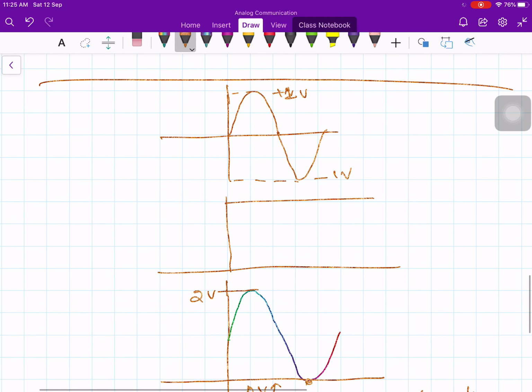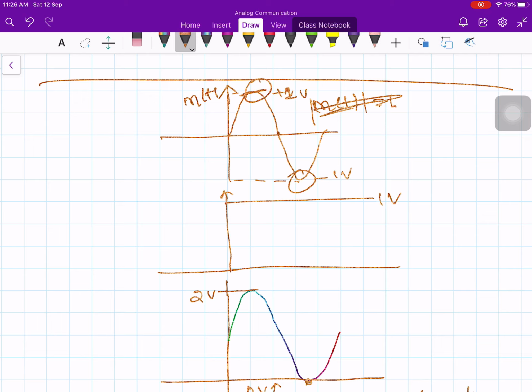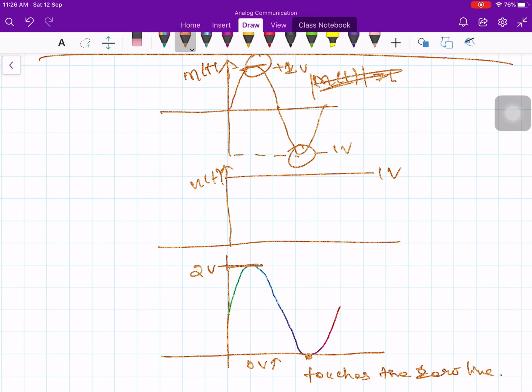Okay, this is my m of t. Mod of m of t is equal to 1 in this case. I mean, the maximum value it reaches is 1. This point is 1 and this point is minus 1 volt. In that case, if you add 1 volt, this step signal u of t, then the positive half cycle reaches plus 2 volt and the negative half cycle reaches 0 volt.